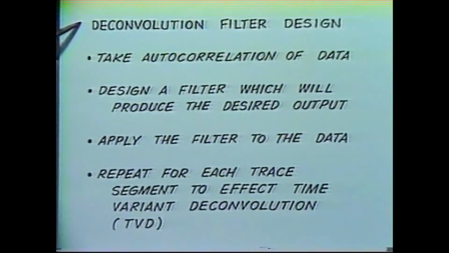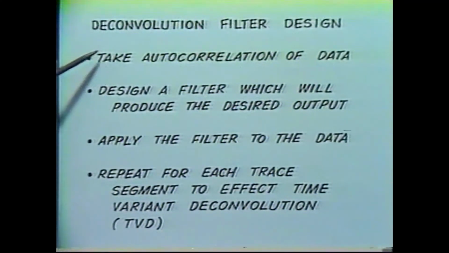Deconvolution requires that we design a filter to apply to the data to collapse the distorted wavelet, which includes, among other things, reverberation. The way this is done is to take the autocorrelation of the trace segment to be deconvolved. Then we'll design a filter to produce the desired output. We'll come back to what that desired output is in just a moment. Apply the filter to the data, and then repeat the process for the next trace or another gate in the same trace to effect time variant deconvolution.